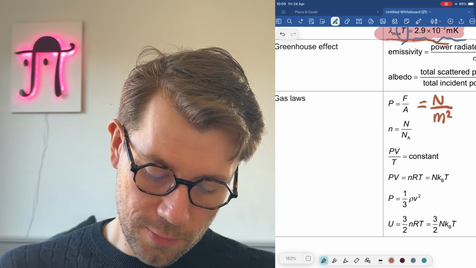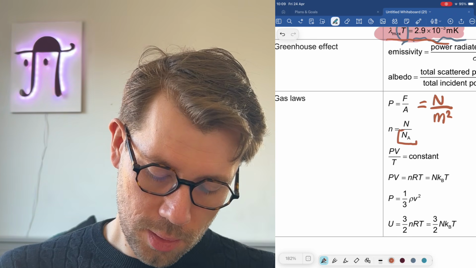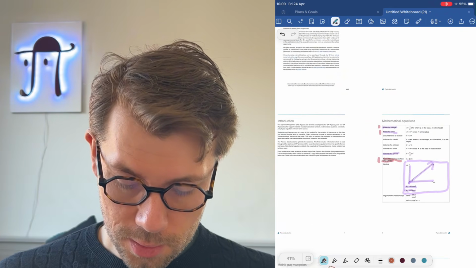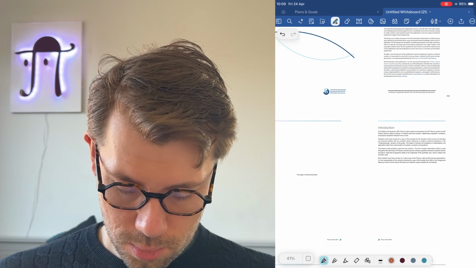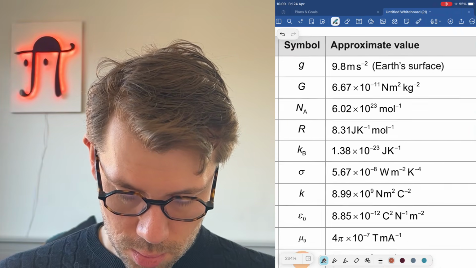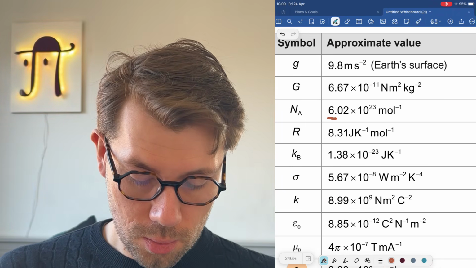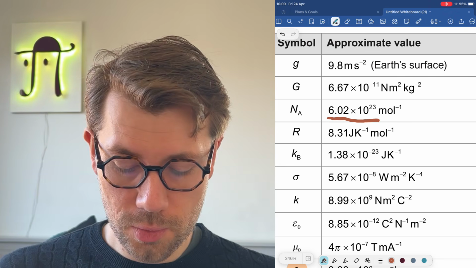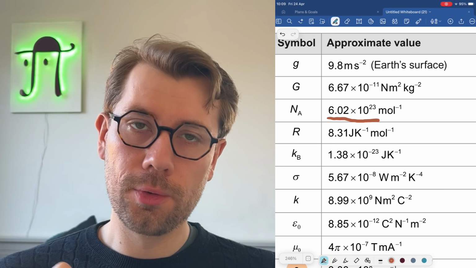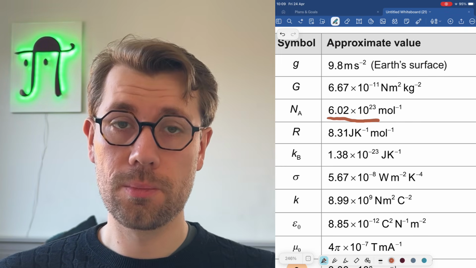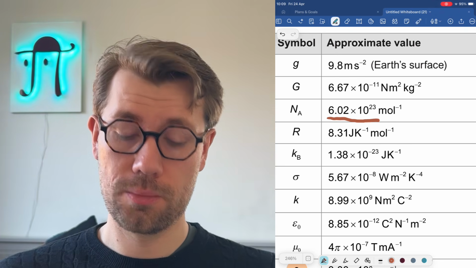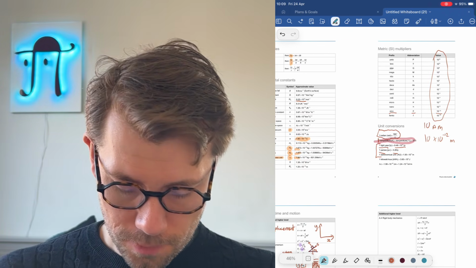So, first of all, we've got Avogadro's constant, Na. Let's remind ourselves of what that is. That is 6.02 times 10 to the 23. That's the amount of particles in 1 mole. That's what it represents. That's a ton of particles.